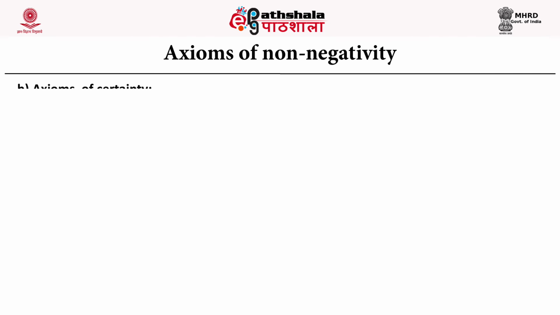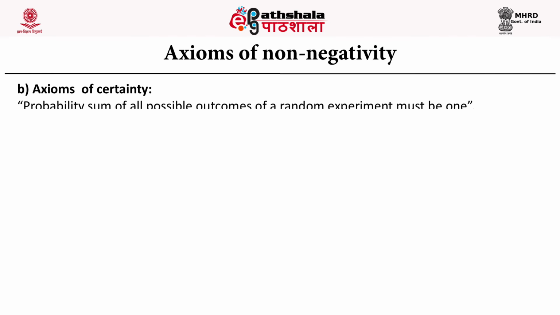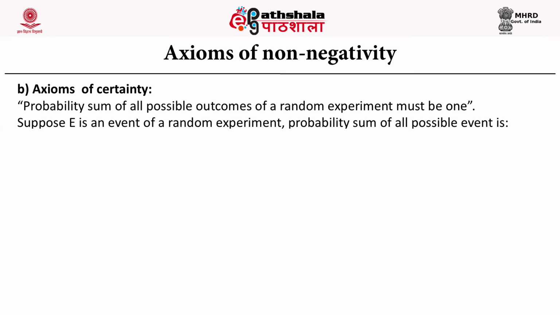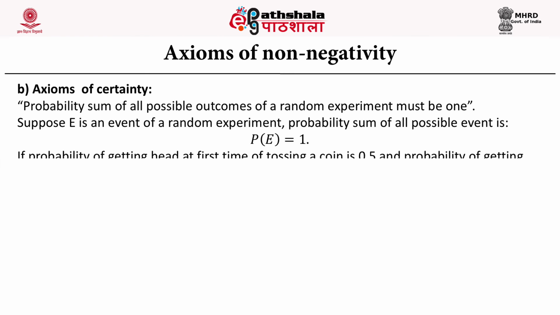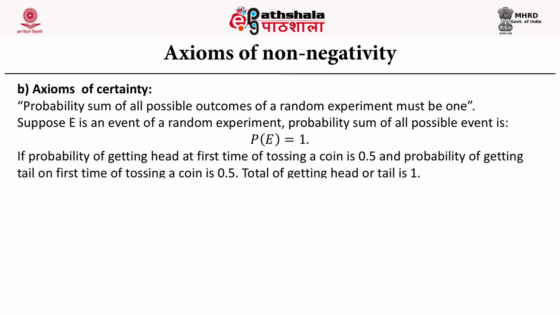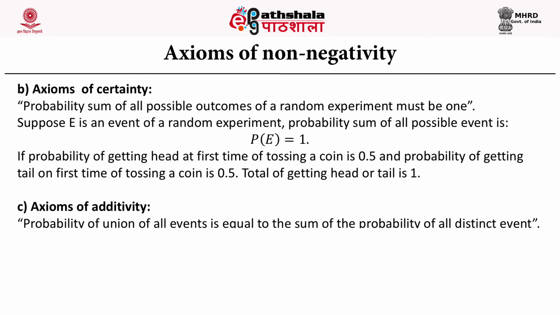And second axiom is axiom of certainty. Probability sum of all possible outcomes of a random experiment must be 1. Suppose capital E is an event of a random experiment. Probability of sum of all possible events should be equal to 1. If probability of getting head at first time of tossing a coin is 0.5 and probability of getting tail on first time of tossing a coin is 0.5, total of getting head or tail should be equal to 1.